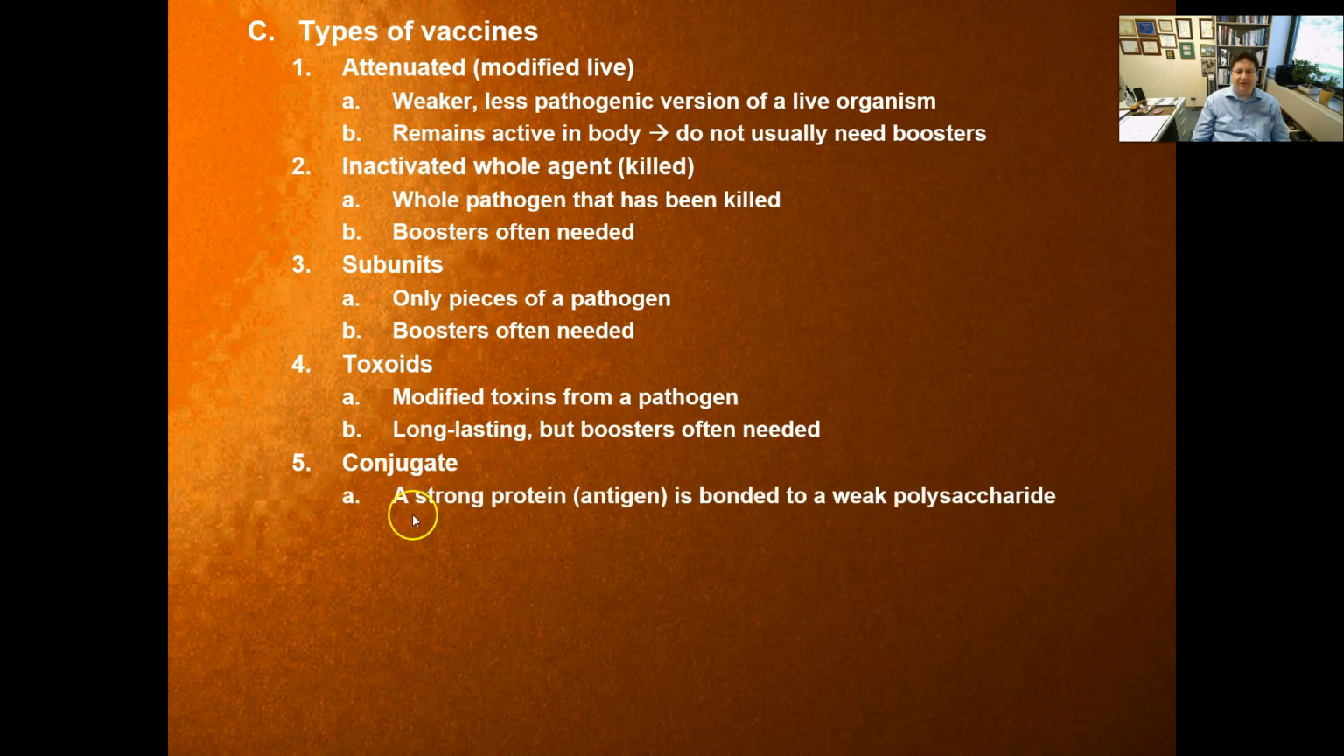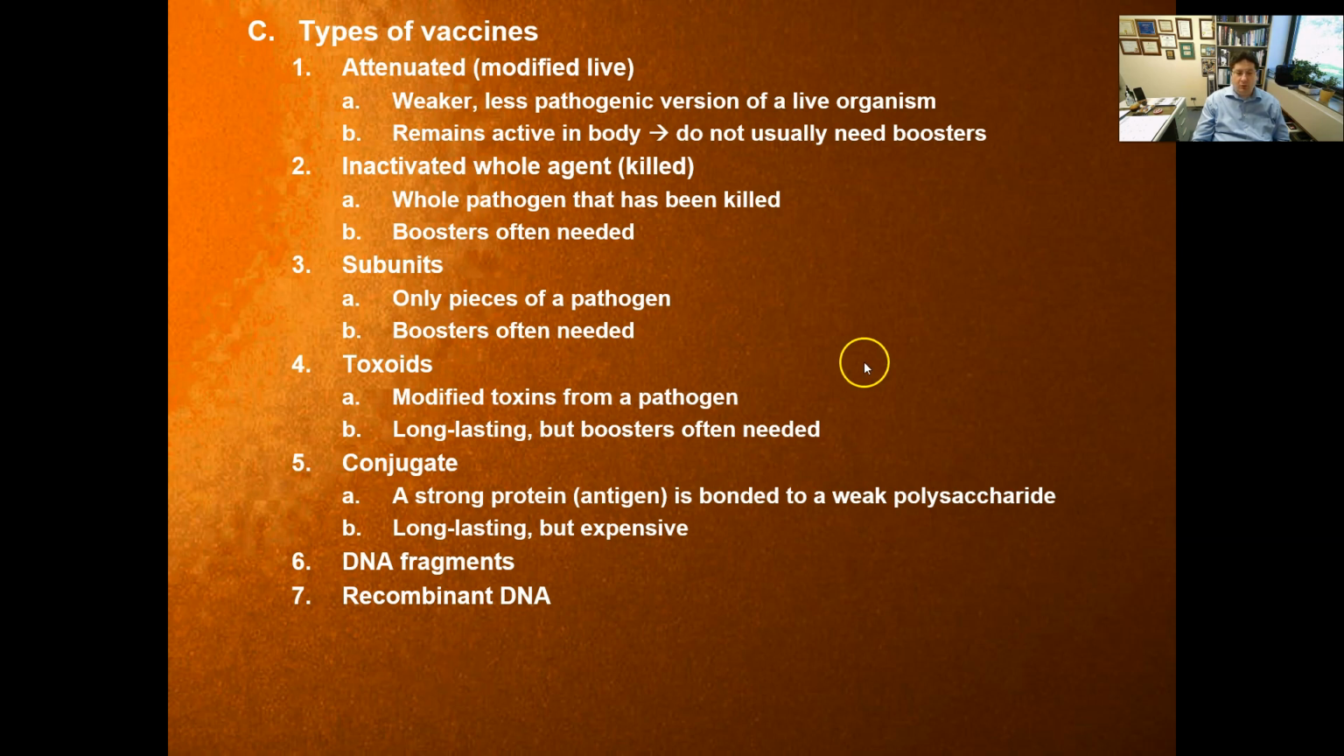Conjugate vaccines is where we take a strong protein, the antigen, and we chemically bond it to a weaker polysaccharide. Both the polysaccharide and the protein can trigger an immune response. So they are longer lasting but expensive. We can use DNA fragments. We can use recombinant DNA that was made in the lab, different pieces put together.